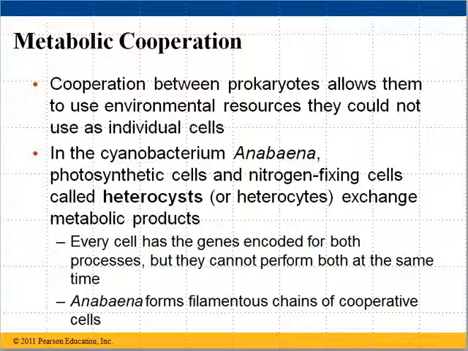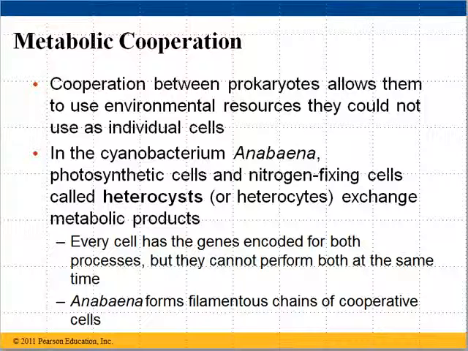A good example is a cyanobacterium. Cyanobacteria are photosynthetic. They can produce energy using sunlight. There's one type of cyanobacterium called Anabaena. Anabaena has two different things that it can do. It can do photosynthesis, or it can fix nitrogen. But the problem is one cell can't do both jobs. In every one of these bacteria cells, they have the genetics to do either one of these jobs, but one cell can't do both jobs at the same time.